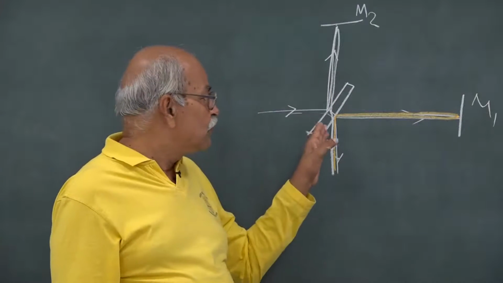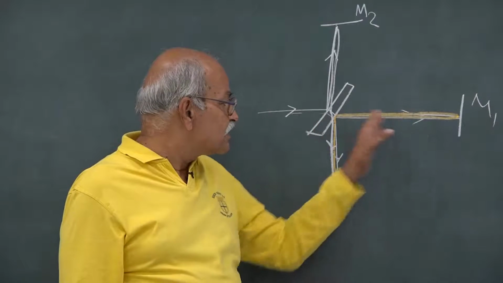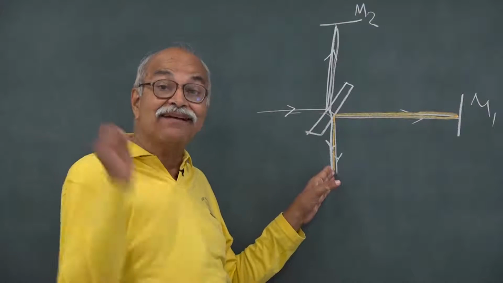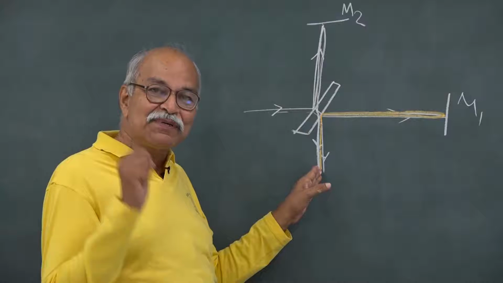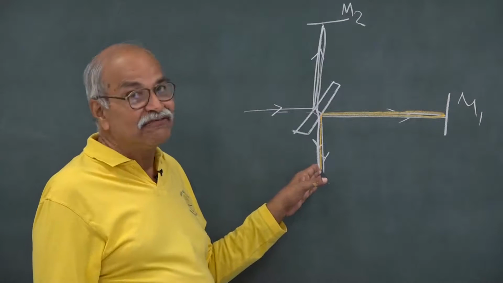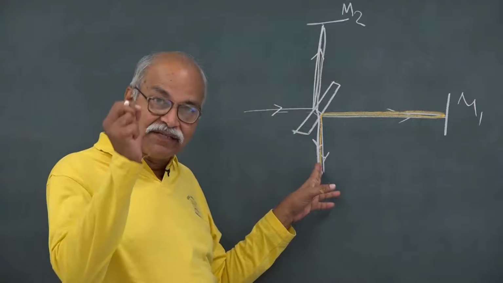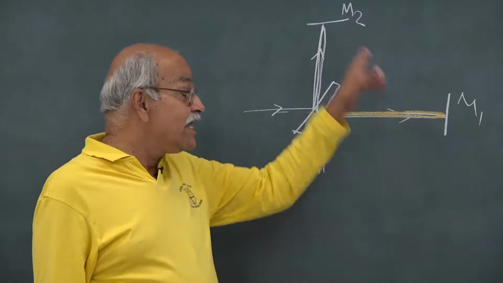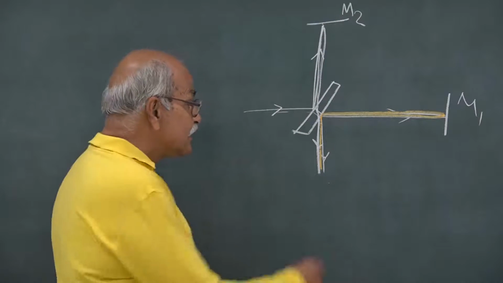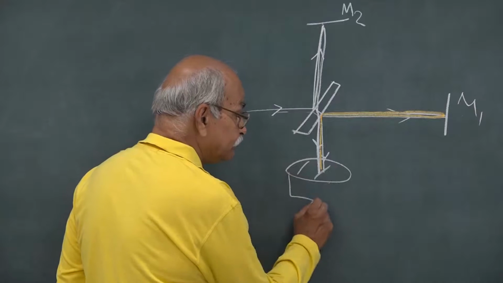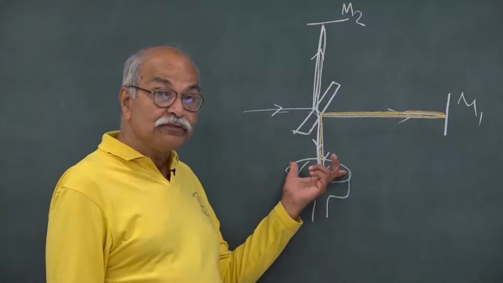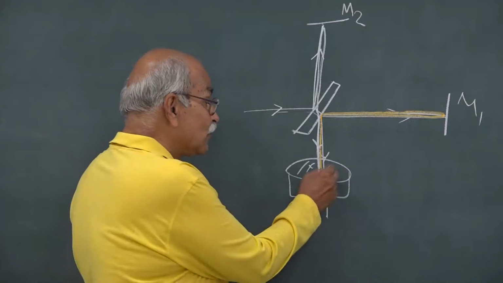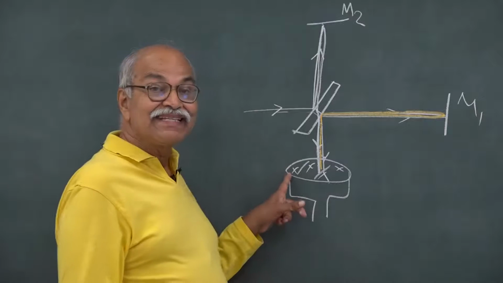Now, if the total path travelled in this direction and the total path travelled in this direction happen to be exactly the same, yes, the phase difference is 0 and you should get a bright fringe there. But what I have shown here is just one ray, one path, whereas the telescope has its own field of view. So, you not only see what is here, you also see what is here, or here, or here.